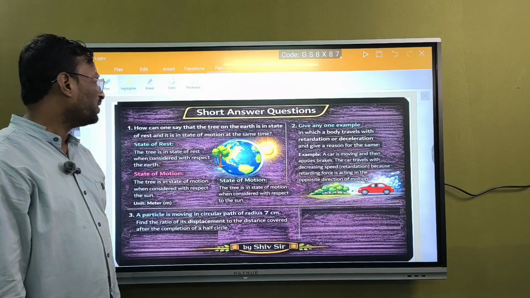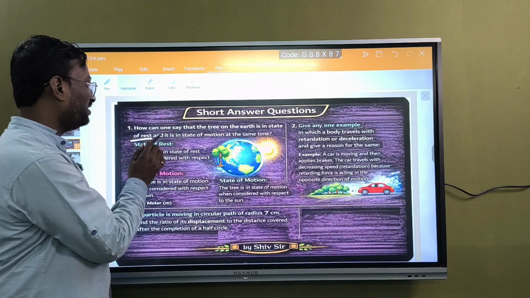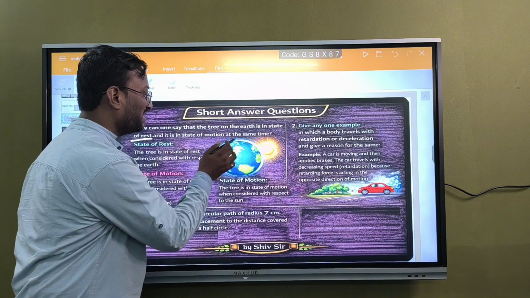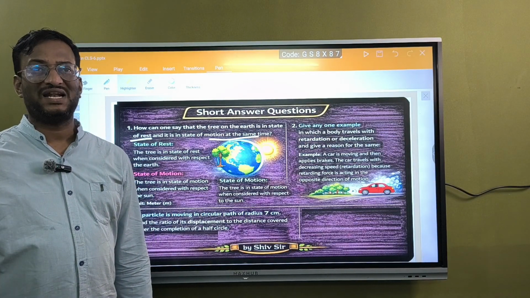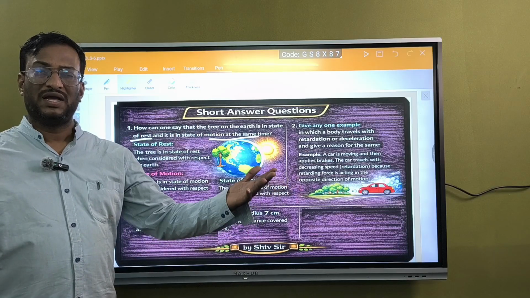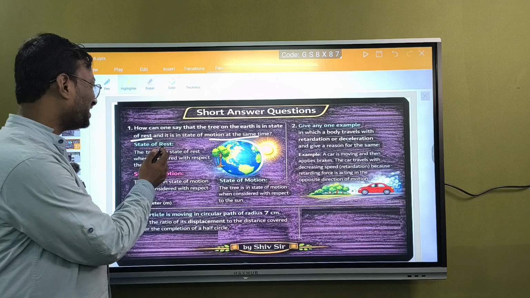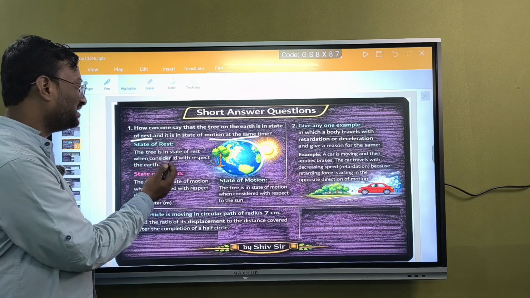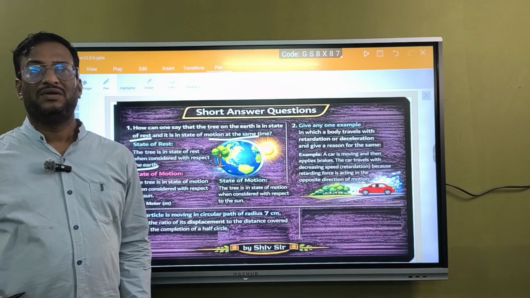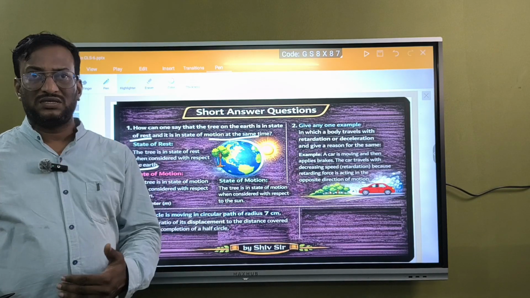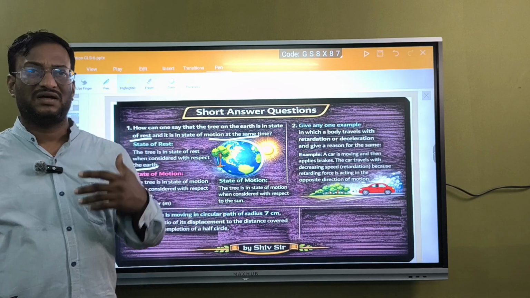Next thing is, how can one say that the tree on the earth is in state of rest and it is in state of motion at the same time? So, on the earth there is a tree. We should consider the tree is at rest position. At the same time, it should be considered in motion. How? See now. The tree is in rest position when considered with respect to the earth. Suppose a person is standing beside the tree, on the earth, with respect to the observer, the tree is at rest.